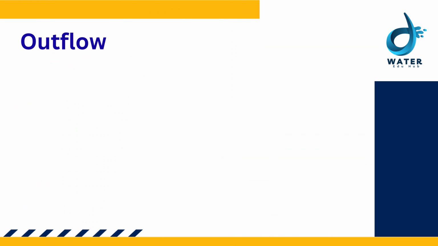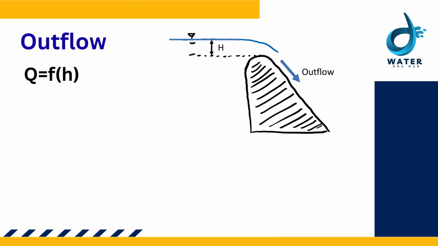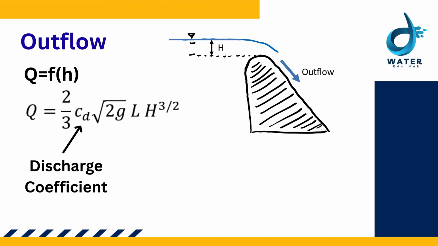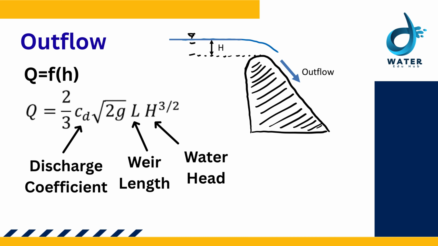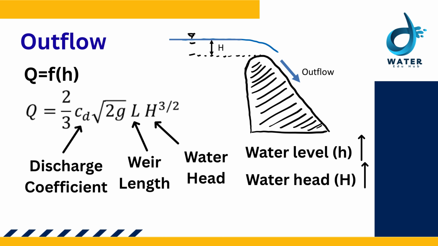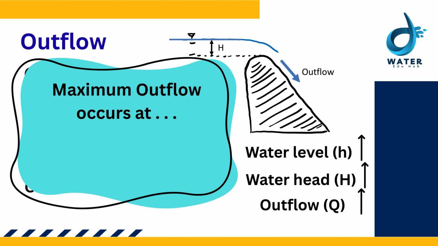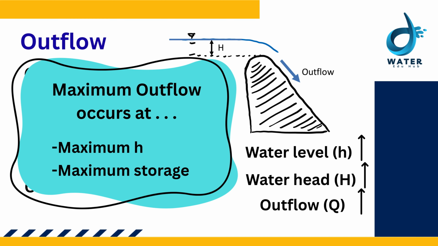On the other hand, Q is also a function of h. For example, flow over a weir can be calculated using this equation, where C_D is the discharge coefficient, L is the weir length, and capital H is the head of water on top of the weir crest. If the reservoir water level h increases, the capital H and consequently Q will also increase. Therefore, it is fair to say that the maximum outflow occurs at maximum h or at maximum storage.